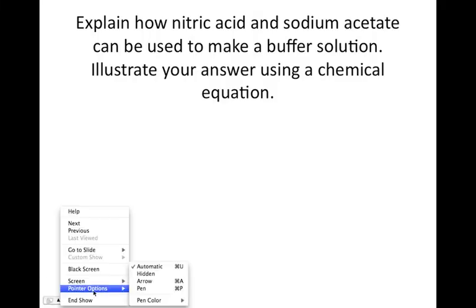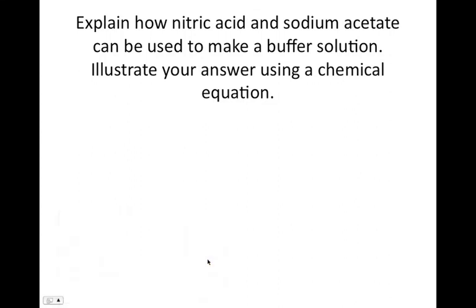Right, so working out just a few of these possibly buffer, possibly not buffer practice questions. I kind of threw in a couple of not buffer questions just to see if you're paying attention, so make sure you pay attention. First one, explain how nitric acid and sodium acetate can be used to make a buffer solution, and then illustrate your answer using a chemical equation.